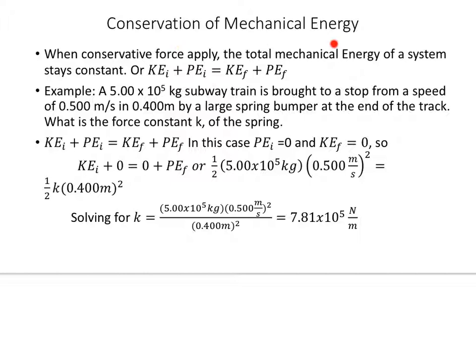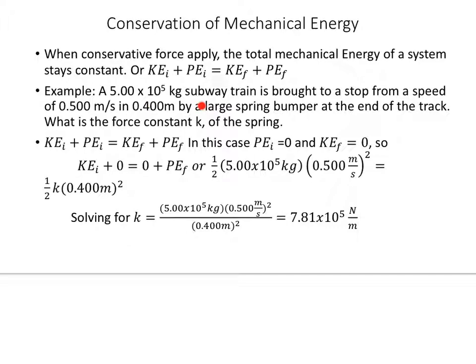Now, the conservation of mechanical energy says that when conservative forces apply, the total mechanical energy of a system stays constant. Or another way of saying that is the sum of the kinetic and the potential energy initial must be equal to the sum of the kinetic and potential energy final. Now, this potential energy might be energy stored in a spring, or it might be gravitational potential energy. Okay, so here's an example.